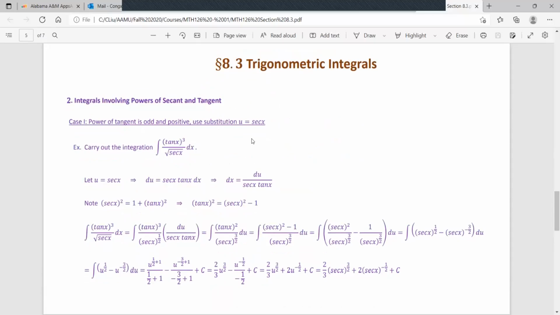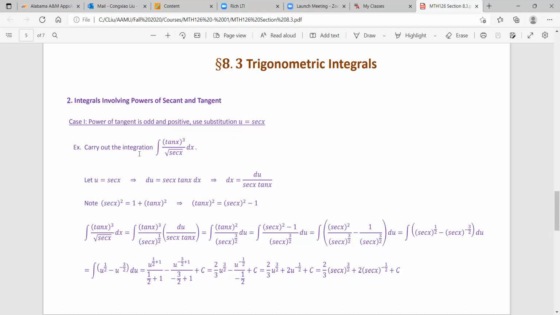Use substitution u equal to secant x. All right. And these are the rules people summarized from a lot of examples. Of course, there are reasons why that works, but at this point, you just follow the rules. You're going to see how you can proceed with that technique.